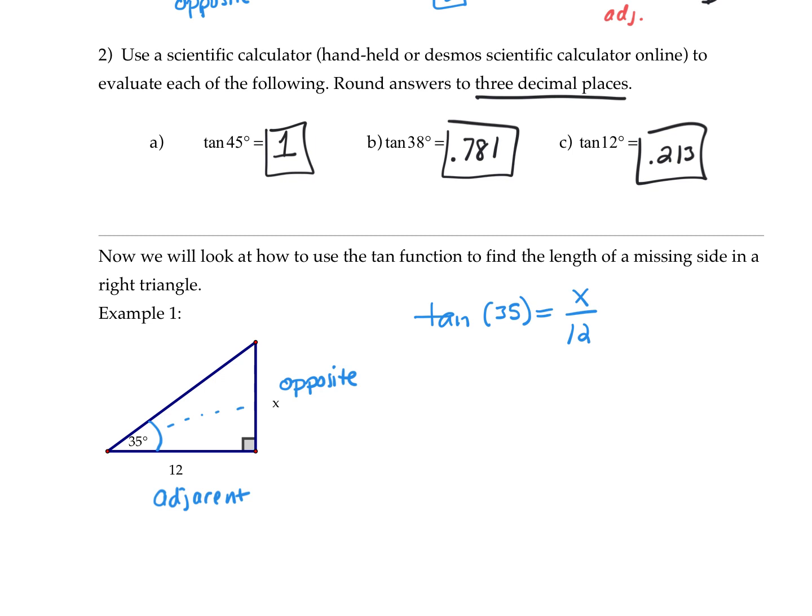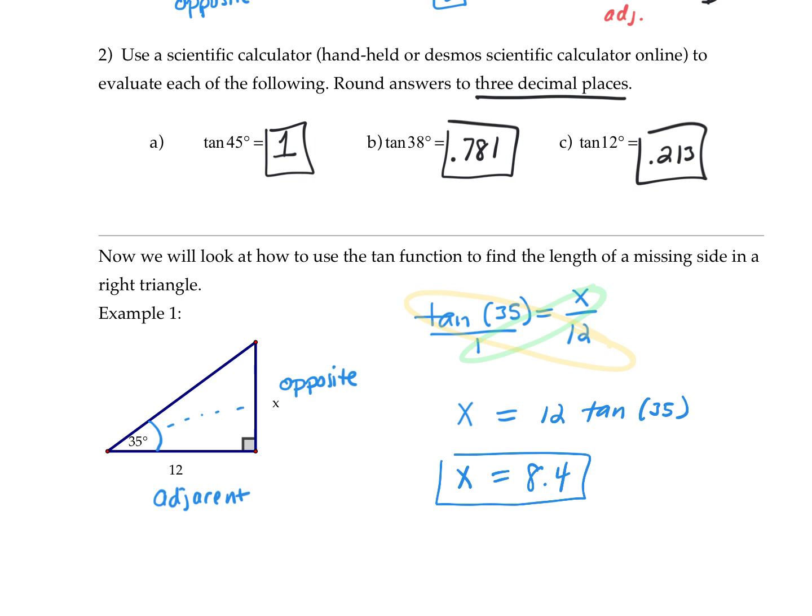Now just like with sine and cosine, you may find it easier if you put the tangent of 35 over 1, and then next we're going to cross multiply. So x times 1 gives me x, and we're going to set that equal to what we get along the other diagonal. And you can write this as 12 tangent 35. If you have a scientific calculator or you're using Desmos, type it into the calculator just like that, and you should get 8.4. And again, you're going to round to 1 decimal place.